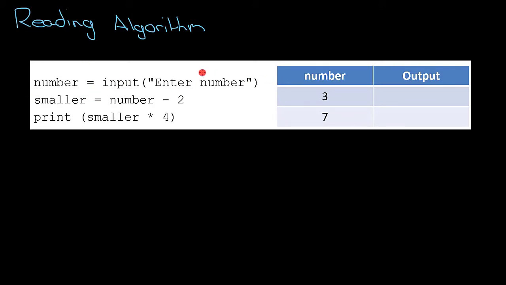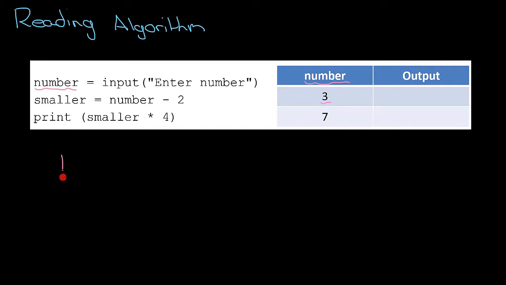We've got number equals input, enter a number, smaller equals number minus 2, and then I'm printing out smaller times by 4. So let's follow along and see what happens. I've got this variable here, number, and that matches the variable I have over here called number. And here's where I'm inputting data. What I can assume is that the first time round this algorithm, the number 3 is going to be used, and I need to figure out what the output is from that. Then the second time round, I'm going to do the number 7. So let's figure out number 3 first.